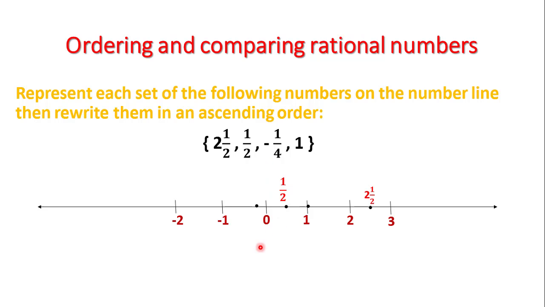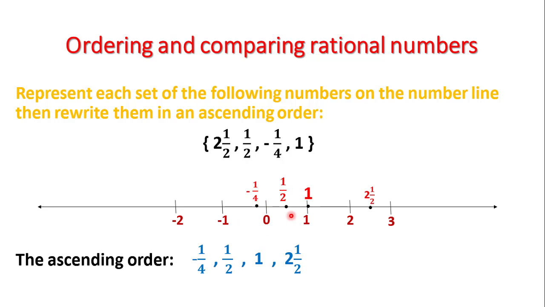Negative 1 over 4. So let's go to the negative side. You will divide the distance between 0 and negative 1 into 4 equal distance. Then I'll put negative 1 over 4 here between 0 and negative 1. Also 1, of course, is here. Now I want to put them in ascending order, so I'll start from the left moving to the right. I'll start with the smallest number, which is negative 1 over 4. So the ascending order will be negative 1 over 4, then half, 1, 2 and a half.